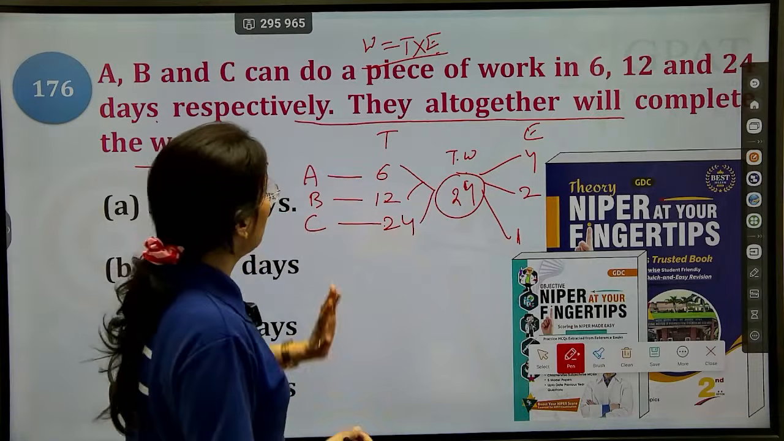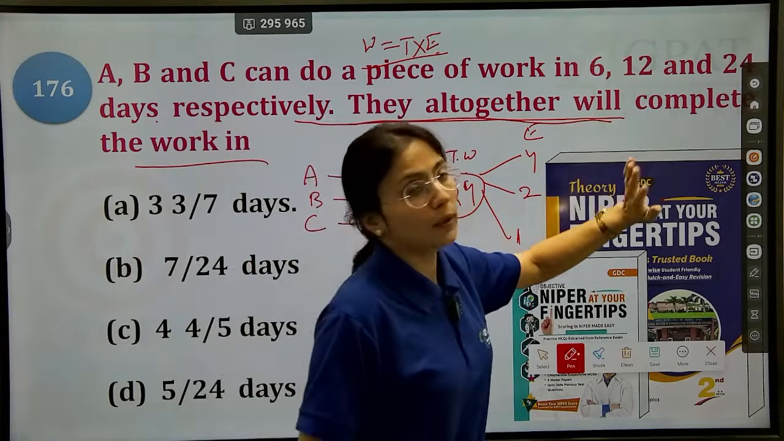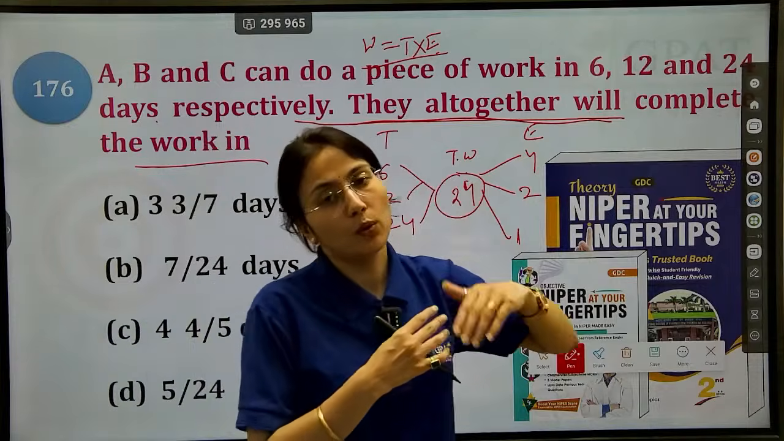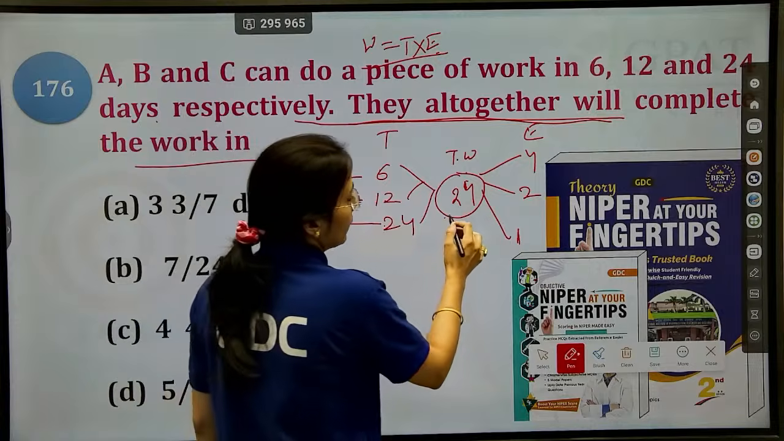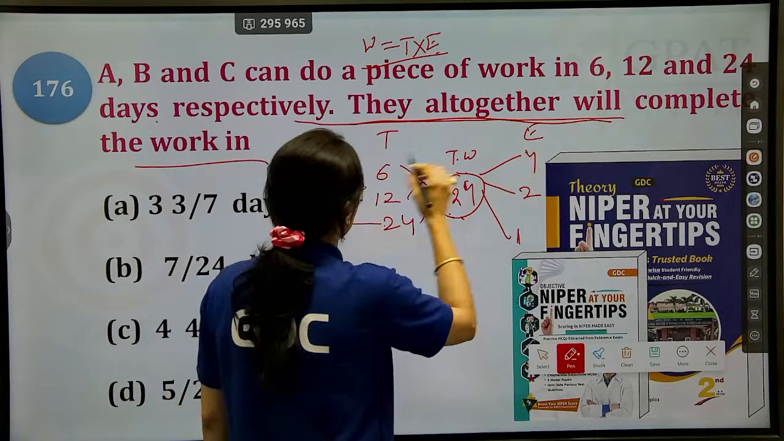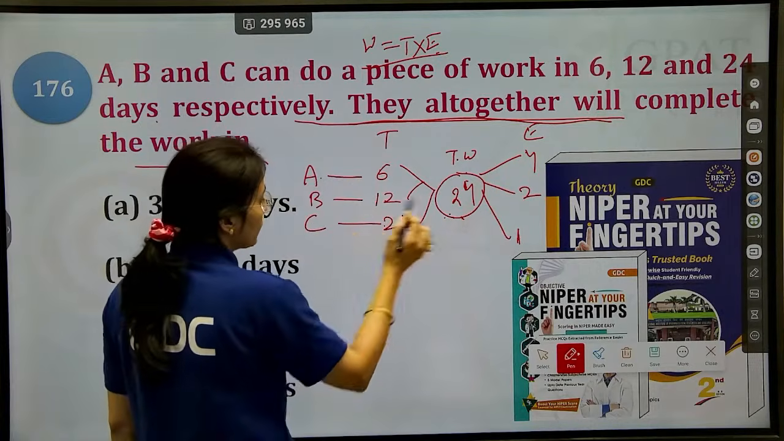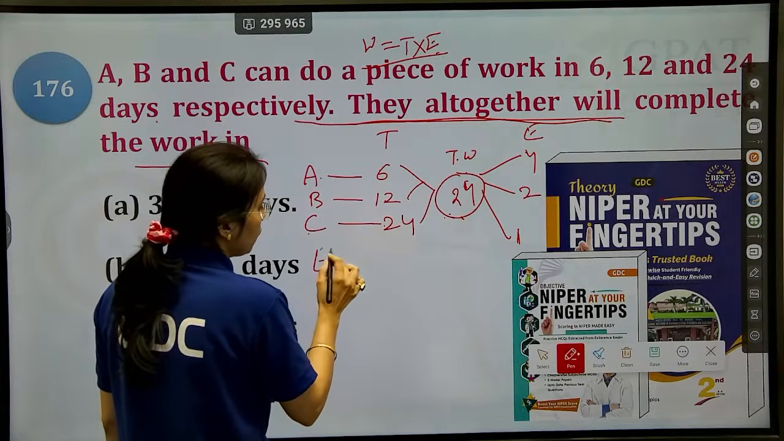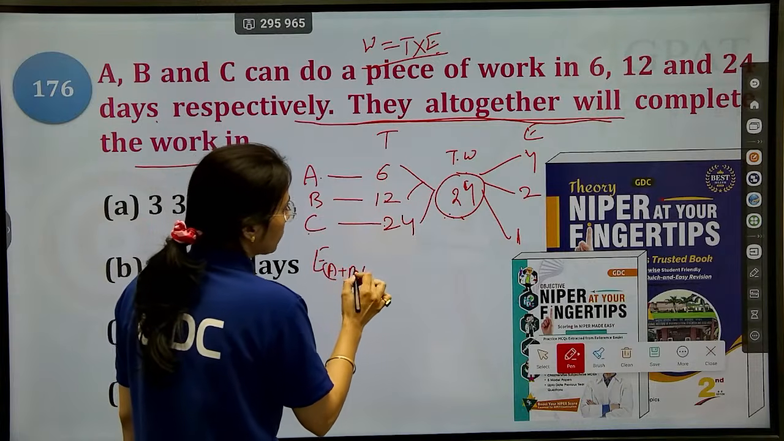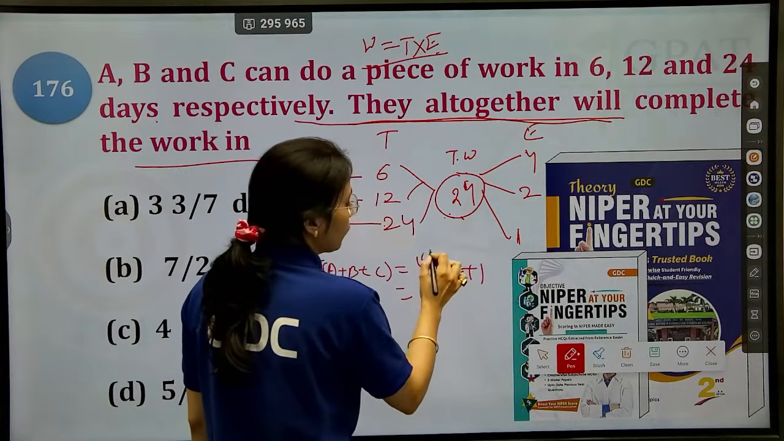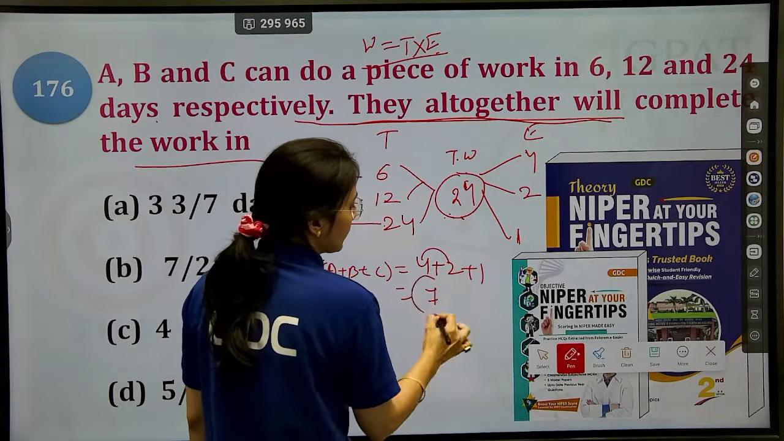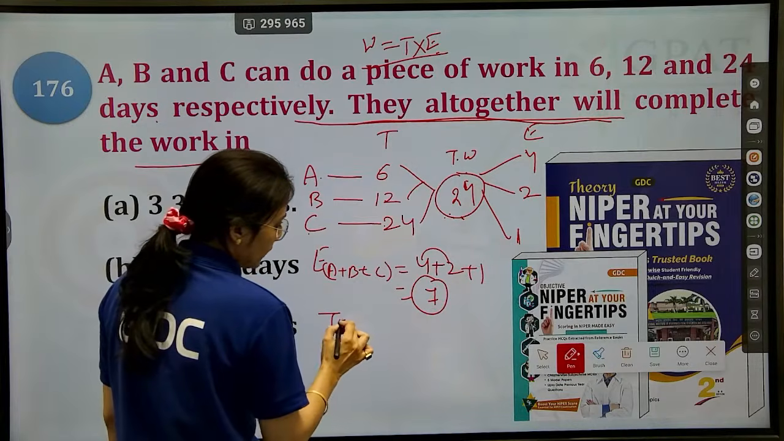Now the question is, if they work together, how many days will they take to complete the work? The total work is 24. The efficiency of A is 4, B is 2, and C is 1. So the combined efficiency of A, B, C is 4 plus 2 plus 1. That is 4 plus 2 is 6, plus 1 is 7.